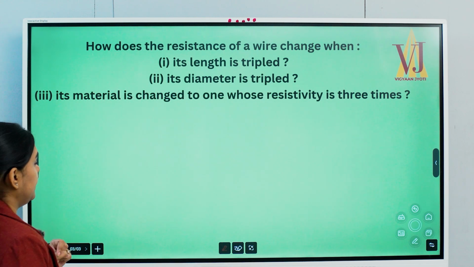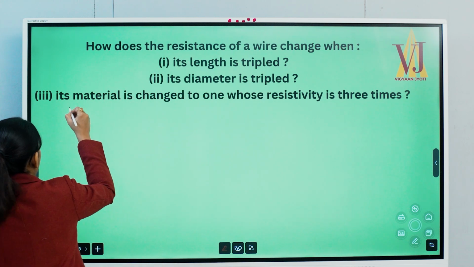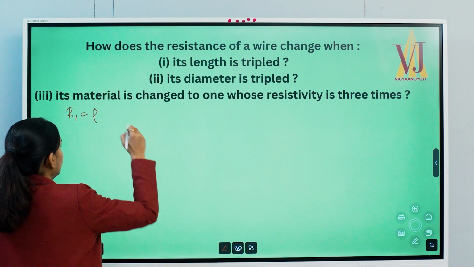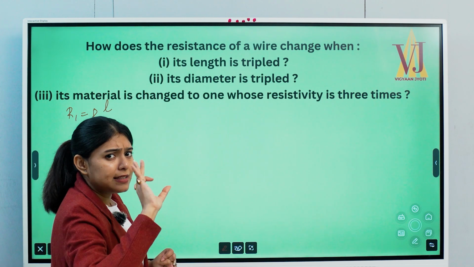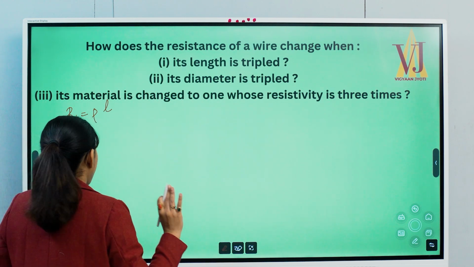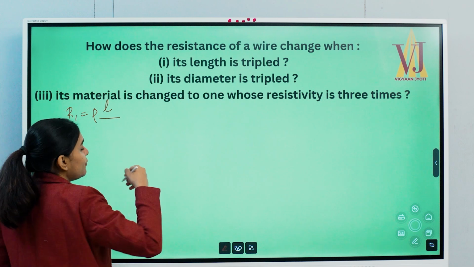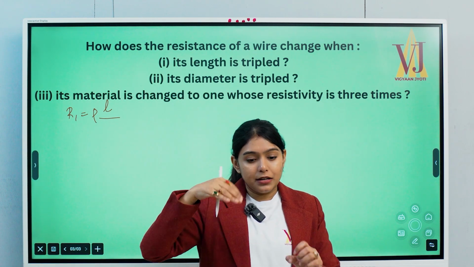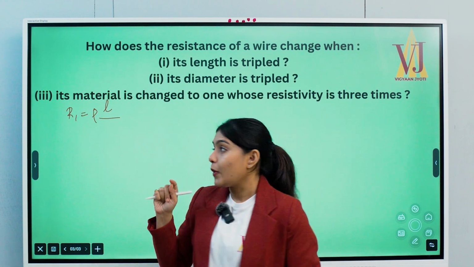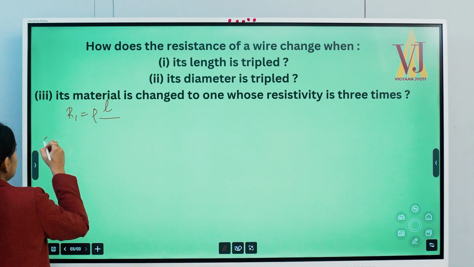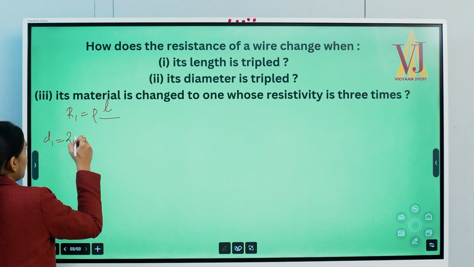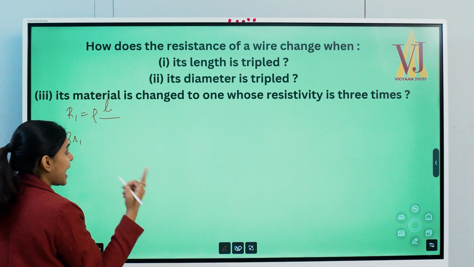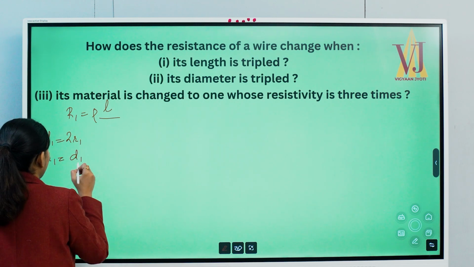So the next question: if the diameter is tripled, again we will do R1 equals, now this time rho is fine, we don't have a problem. Length we can keep as it is because length is a fixed factor. Then the diameter has changed. Before that, since we are always talking about the cross section, a cross section means a circle, a circular part, so that means pi r square. Now we know that initially my D1 equals 2R1. Since they are talking about diameter, I will be expressing the answer in the form of diameter.